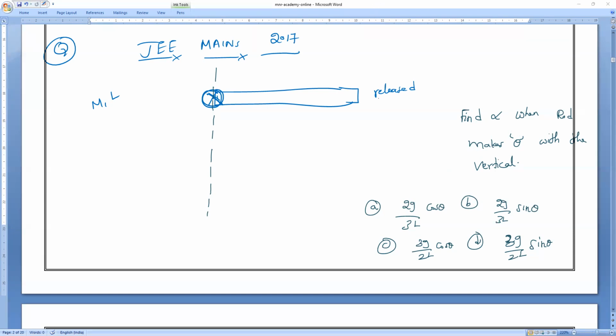Sai Karthik: 3g divided by 2L sin theta. Sai Karthik, really have you done? Yes, sir. Very good. If you really have done, it's really great. Mr. Rudra, what is your answer? Mr. Narayan? Pradosh?